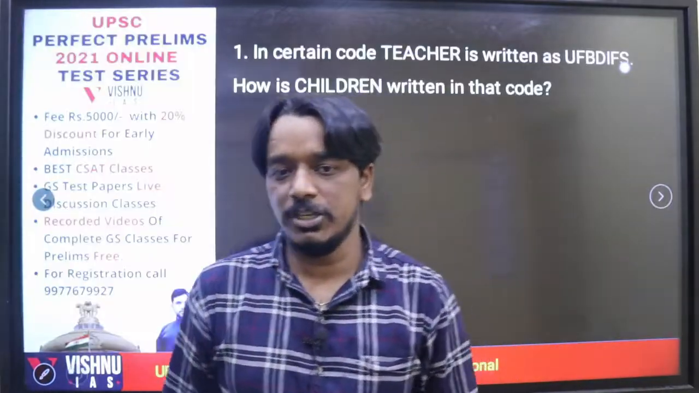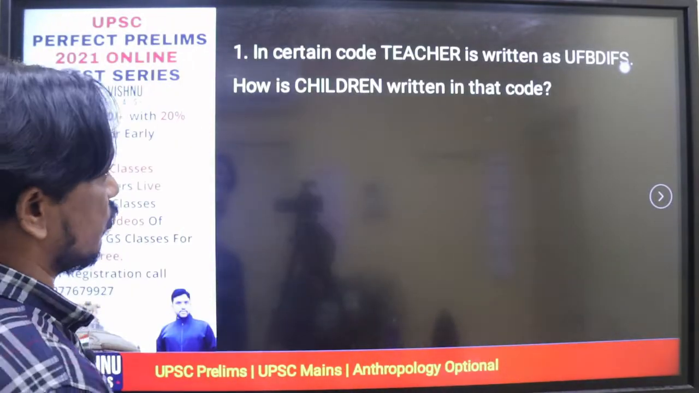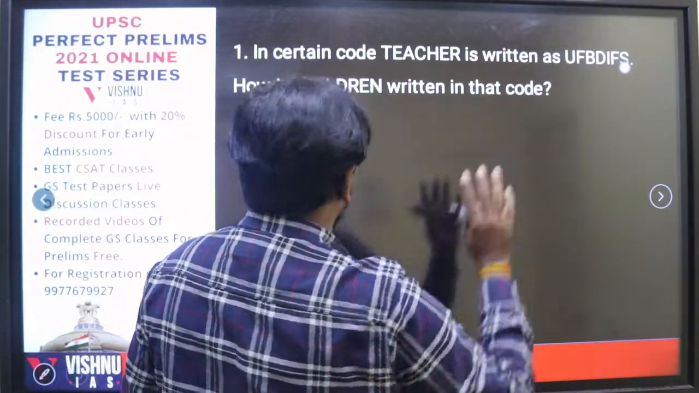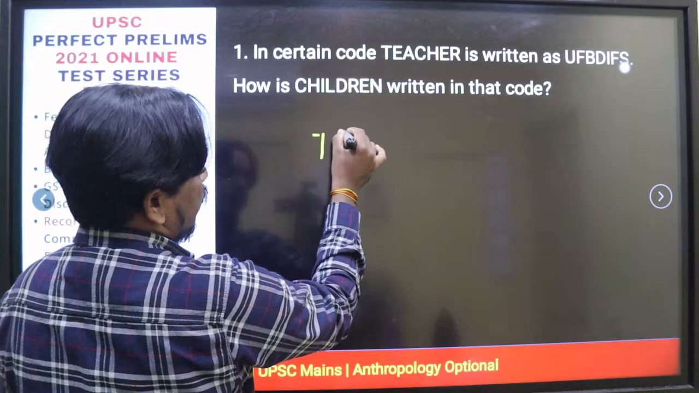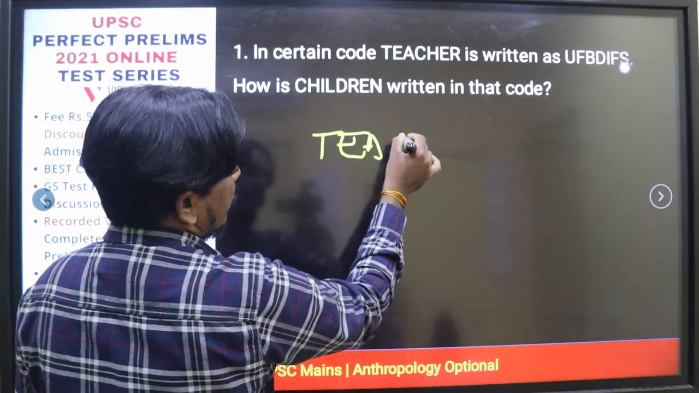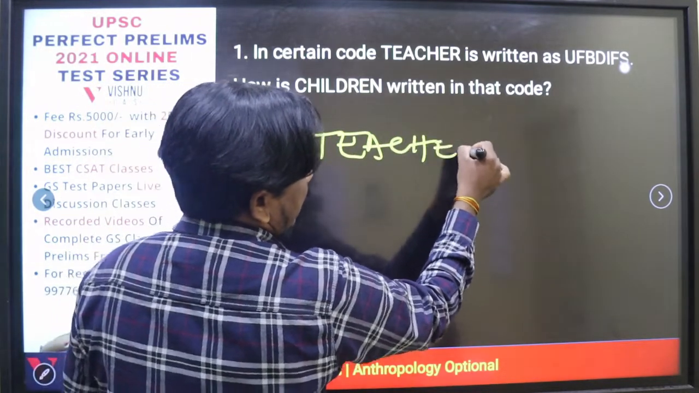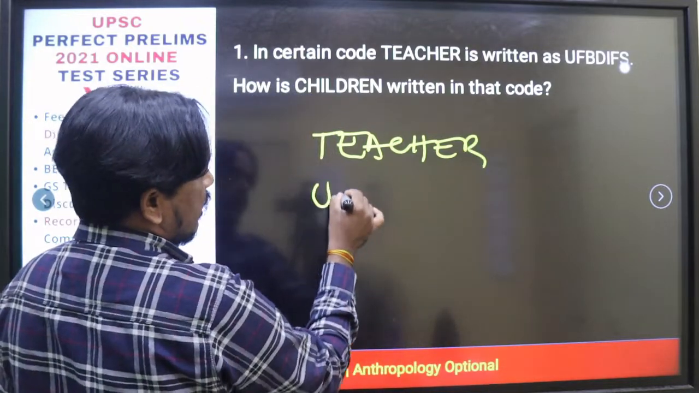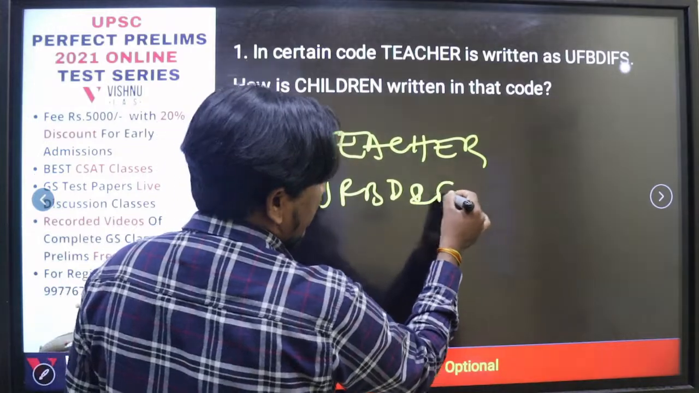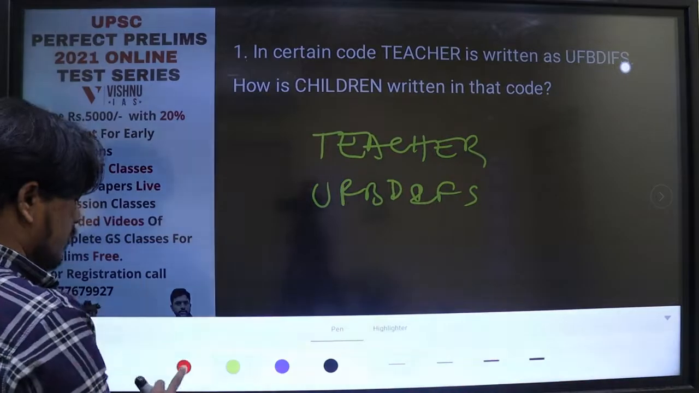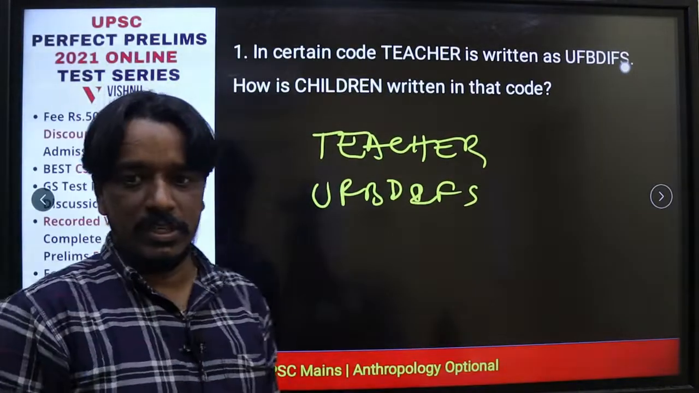Now let's see one question, a very simple way to answer this type. Teacher is coded in this way. How is children coded? How is teacher coded? First we have to observe. Teacher is coded as U, F, B, D, I, F and S. So you have to understand what the pattern and the logic here is.